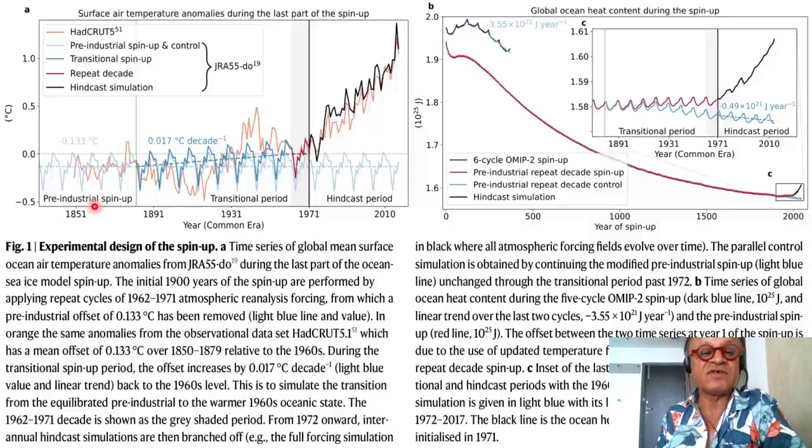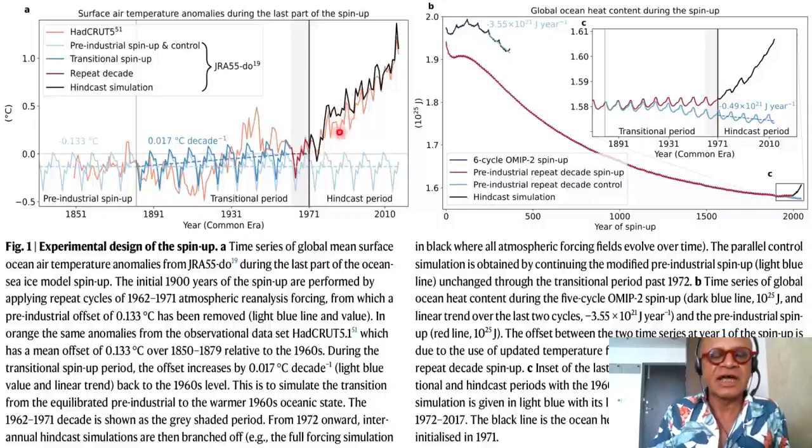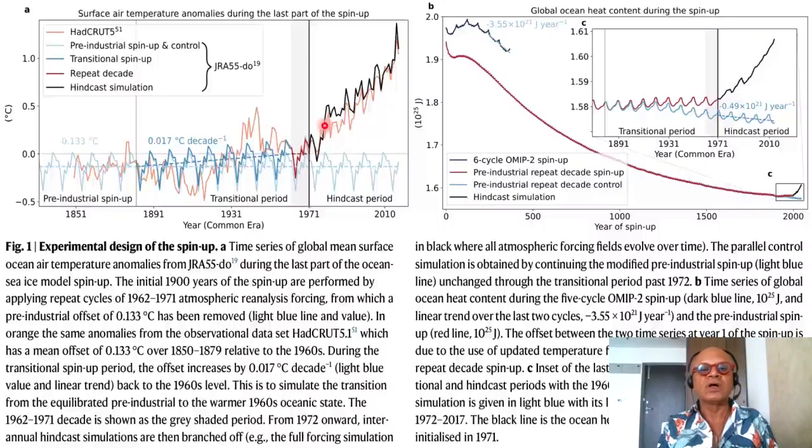So there is a pre-industrial spin-up period where a model is equilibrated, which can matter a lot to remove the drift, and then there is a transitional period where the greenhouse gas forcings ramp up, and then there is a hindcast period where the heat uptake has accelerated, as you can see, and we want to get a better constraint on this period as to how and where the ocean heat uptake has changed.